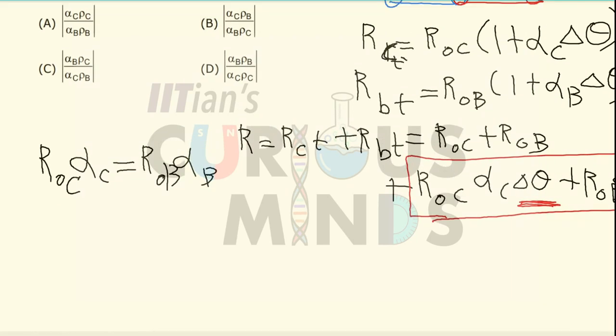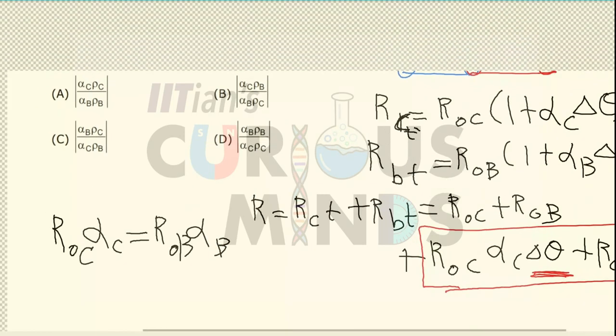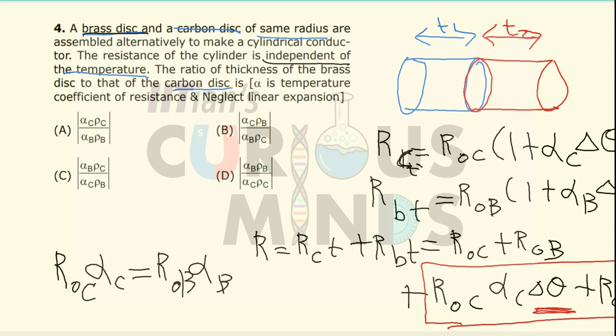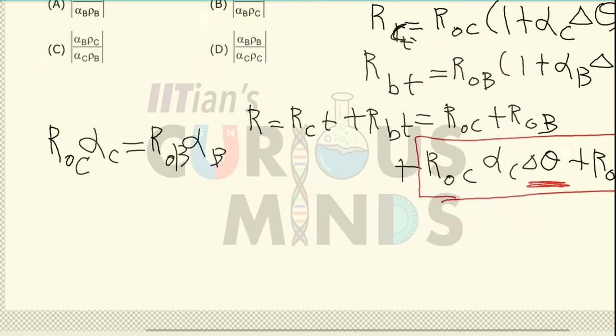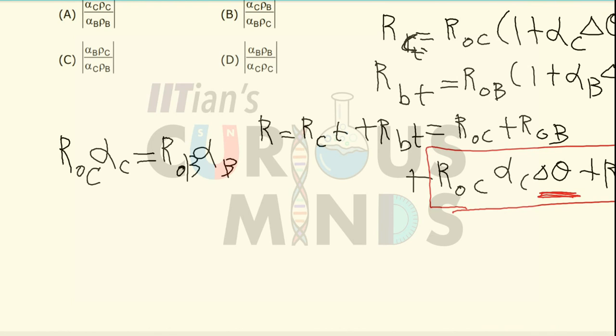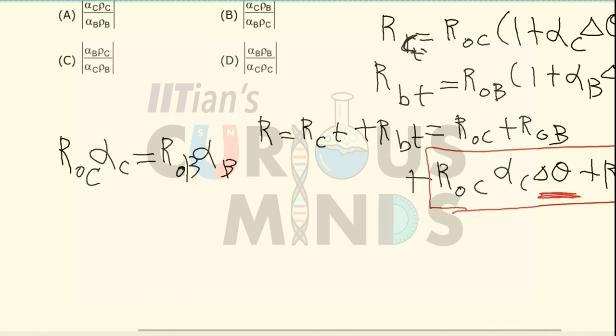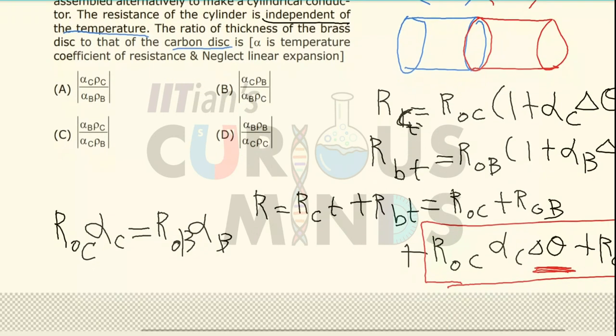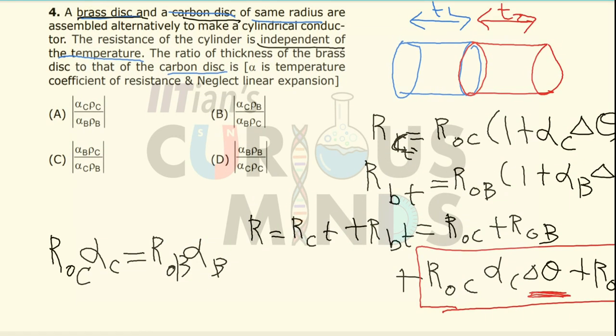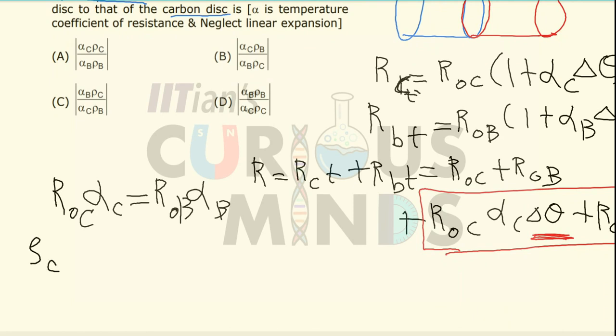But if you see the final answer, we want the ratio of the thickness, the thickness of the brass to that of carbon, and we don't want it in terms of the resistance, we want it in terms of the resistivity. Now I can say that R0 for the carbon will be equal to resistivity of the carbon times length of the carbon, that is Tc, divided by A. Area for both of them remains the same, so rho C Tc divided by A times alpha C is equal to rho B Tb divided by A times alpha B.